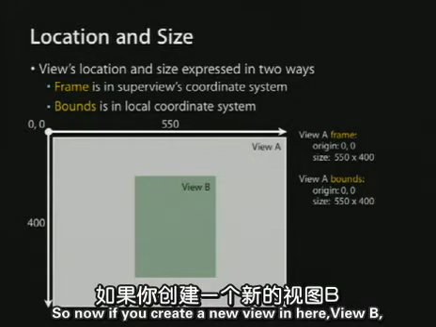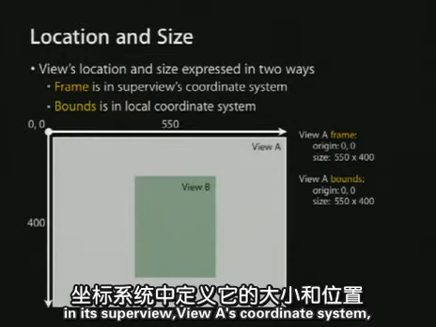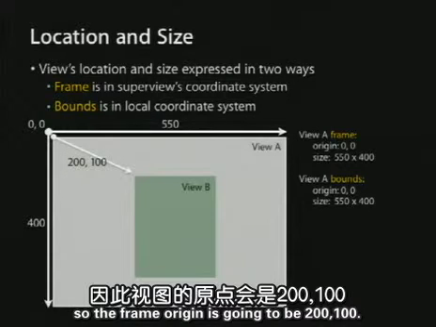So now if we create a new view in here, view B, its frame, again, is going to be defining its size and location in its superview, view A's coordinate system. So the frame origin is going to be 200, 100.